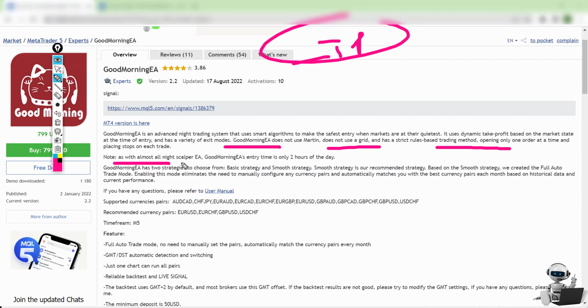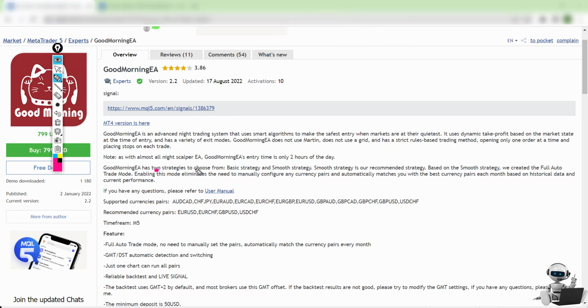As with almost all night scalpers, Goodmorning's entry is only in 2 hours of the day, so in the late night it will be opening when the rollover time is happening. Goodmorning has two strategies behind the EA. First, the basic or smooth strategy. It is recommended to use the basic strategy because with this one you will not need any manual trading involvement.